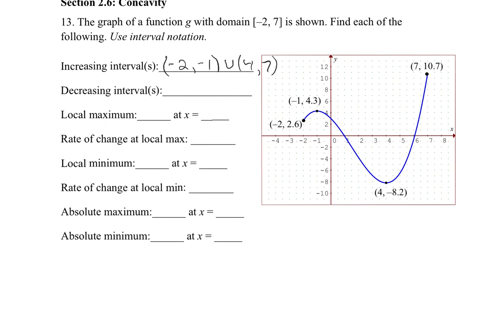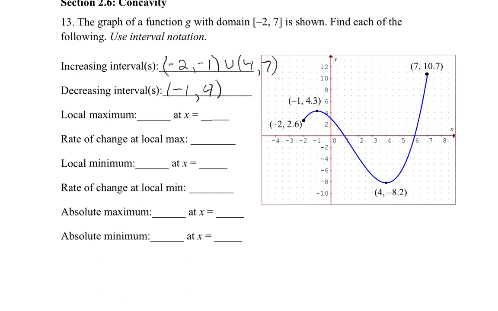Now looking at the decreasing intervals, it seems pretty obvious that the only option is what's left, but if we look at it, we can tell that it's decreasing from -1 to 4.